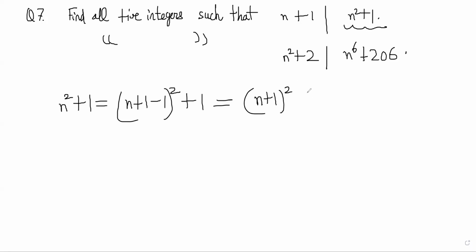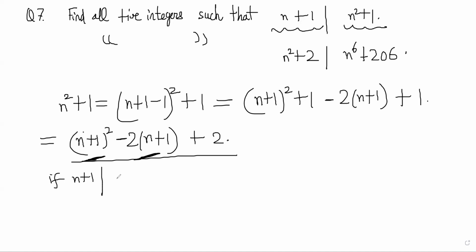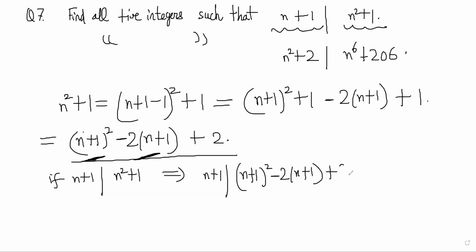This is becoming (n+1)² + 1 − 2(n+1) + 1, right? So this is looking like (n+1)² − 2(n+1) + 2, right? So now we have to check whether n+1 divides this expression. It is clear that it definitely divides the first two parts of it. So if n+1 divides n²+1, it implies n+1 divides (n+1)² − 2(n+1) + 2, which implies n+1 should divide 2, which implies n should be 1.